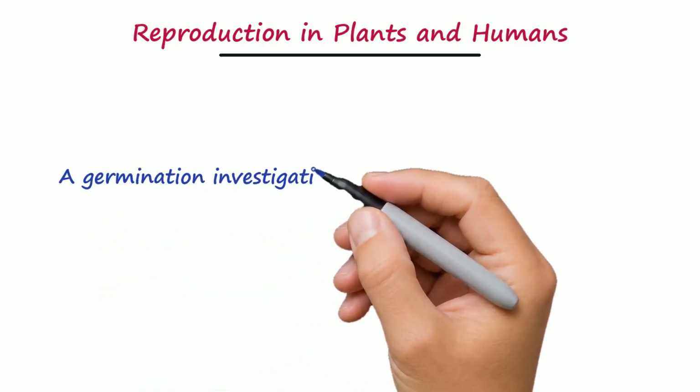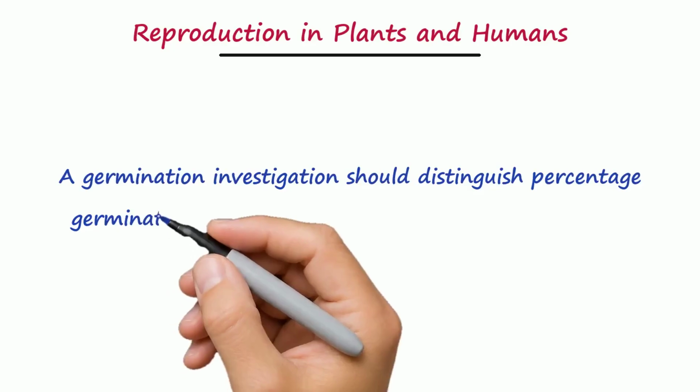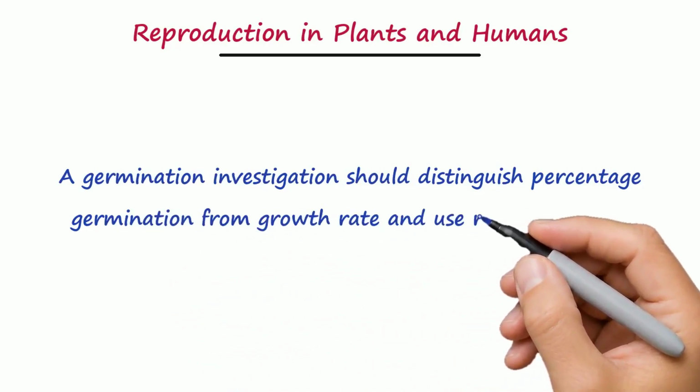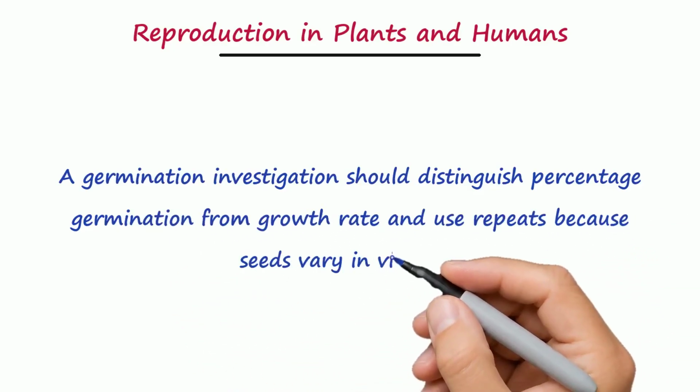A germination investigation should distinguish percentage germination from growth rate and use repeats because seeds vary in viability.